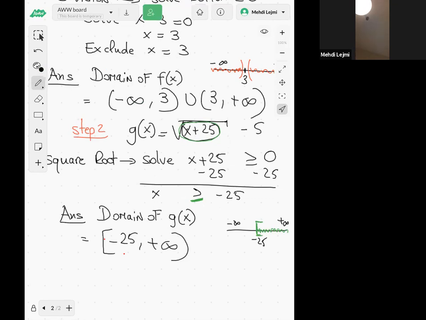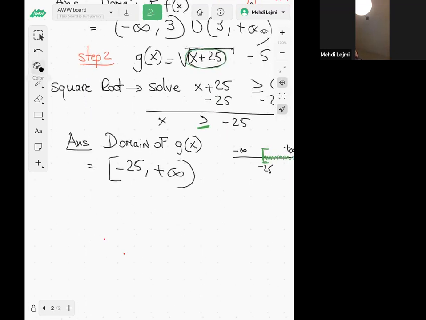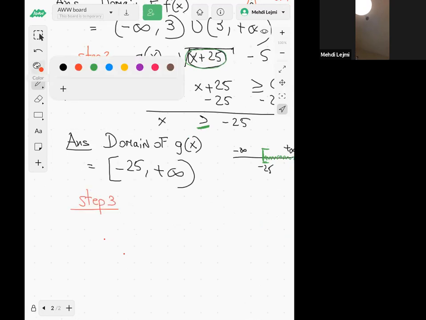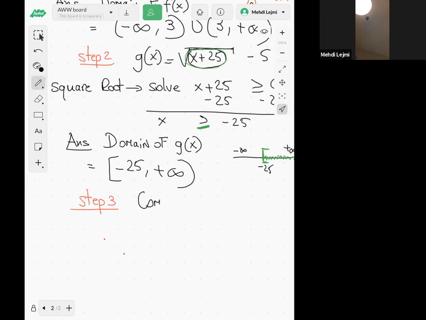All right. Now, in the last step, step 3, we take the intersection domain. So common domain. I hope I'm going to finish before I have like 1 minute. I'm sorry, guys. I want to finish this before a common domain.